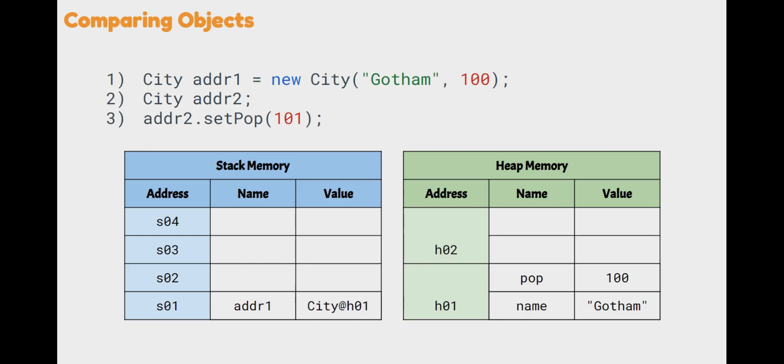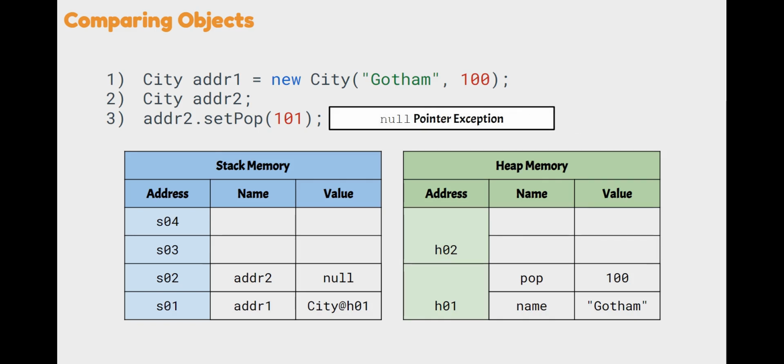Address 2 does need to get created in stack memory. Since we are not setting it to anything, there is a very special keyword that Java uses in this instance, and it is the keyword null. If on line 3 we tried to say address2.setPop, address2 does not refer to any object at all. There is no method to call. This would give us our null pointer exception.